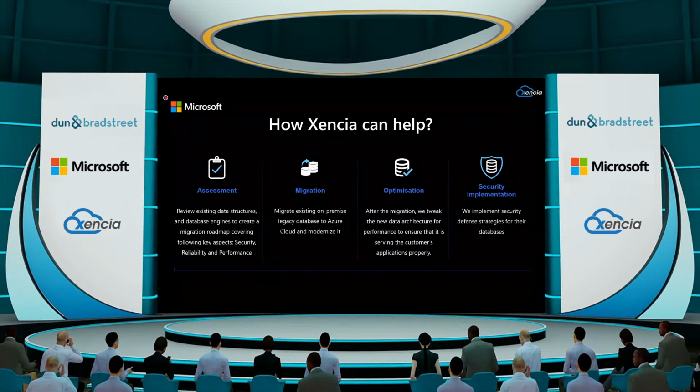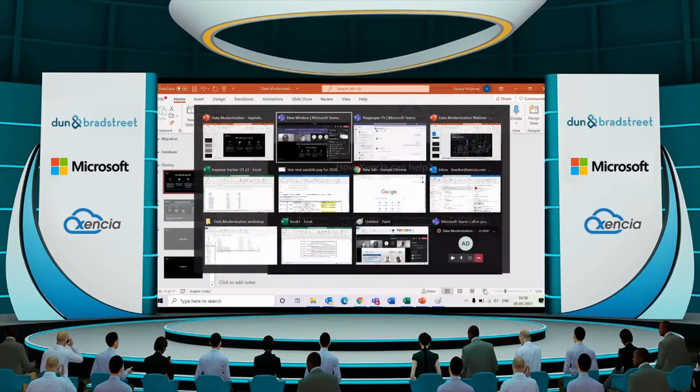The third service is the optimization, where after migration, we tweak the data architecture for performance to ensure that it is serving the customer's applications properly. And the fourth and last service that we offer on the database front is security, where we implement security defense strategies for the databases. This step is very, very important. Why? Because unless and until we make the database secure, it will be very vulnerable to attacks like DDoS attacks and ransomware. So the security implementation is one of the key processes in the entire database modernization. With that, I think we are done.